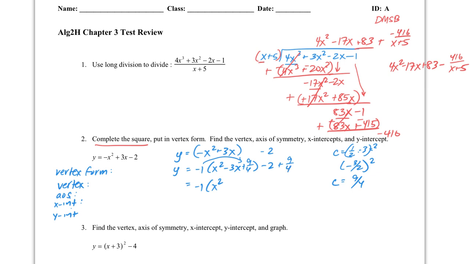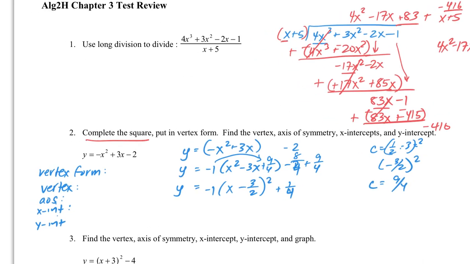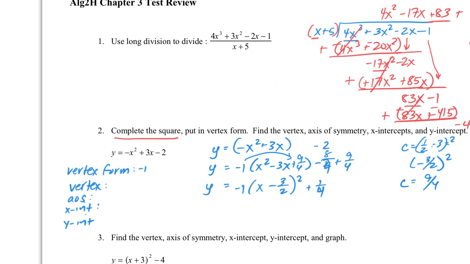My parentheses here will be x minus 3 halves squared. And then minus 2, but that's the same as 8 over 4, so it's going to be plus 1/4. So now this is my vertex form. So let me write this a little bit neater. It's going to be minus 1 times x minus 3/2 squared plus 1/4.